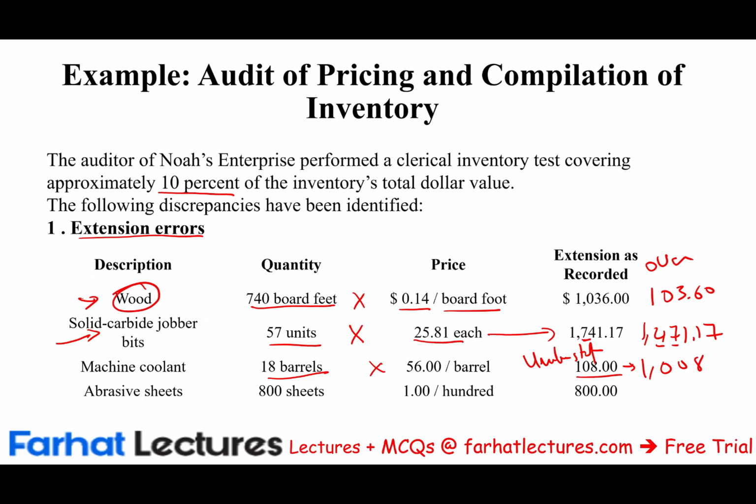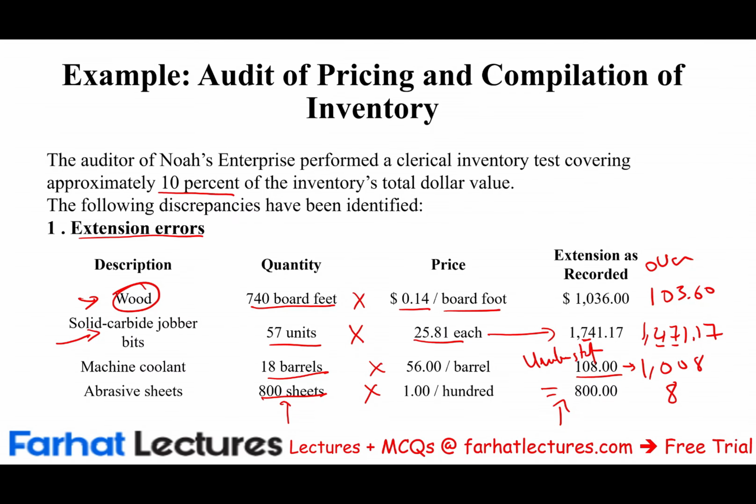Let's look at the abrasive sheets to find out what it looks like. If we take 800 sheets times $1, $800. This looks good. No, it doesn't. Be careful. We have 800 sheets, okay? And it's $1 per 100 sheets, not $1 per sheet. Be careful. Make sure the unit makes sense. So what does that mean? Whoever made this mistake is taking 800 sheets, assuming it's $1 per sheet. It's $1 per 100 sheets. Therefore, we should only have actually $8, not 800. Again, here what we are doing is we are overstating inventory.